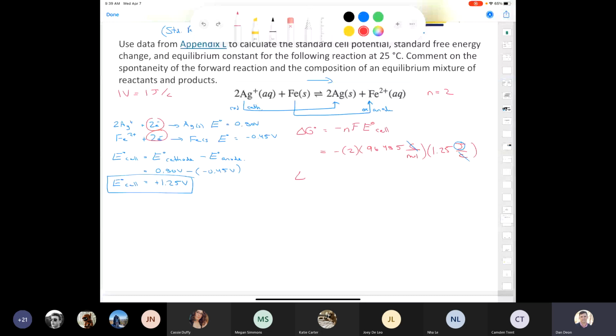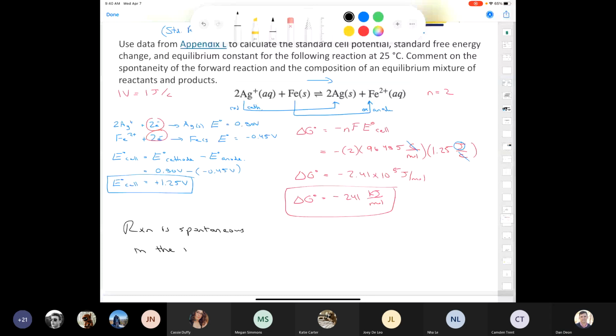We get that our standard free energy change, again, we have a negative because it's a spontaneous reaction written in the direction it's shown. Our delta G is going to be equal to negative 2.41 times 10 to the 5th power joules per mole, which is the same thing as delta G naught is equal to negative 241 kilojoules per mole. And so again, we can write down that the reaction is spontaneous in the direction written. So it's going to be spontaneous in the forward direction.